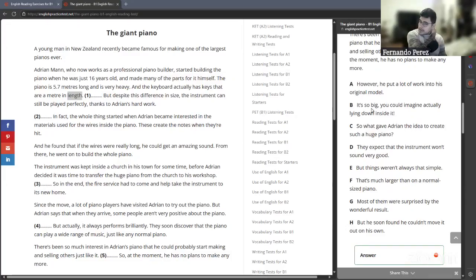But things weren't always that simple, that much larger than a normal sized piano. Most of them were surprised by the wonderful letter F. Is also possible, that's much larger than on a normal? No, F is not possible because you have the word on. This little detail eliminates letter F. Most of them were surprised by the wonderful results, but he soon found he couldn't move it out on his own. So, we are talking about size.